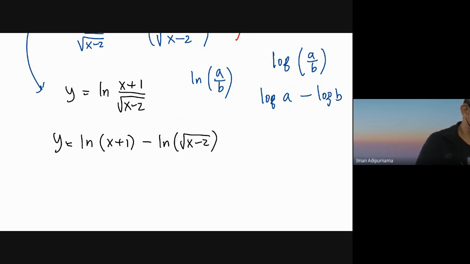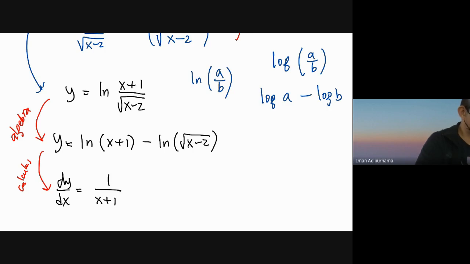So this means you take some algebra, you simplify the root, and after this, this will be the calculus part. We derive this based on logarithm derivatives. So dy/dx will be 1 over x plus 1 minus 1 over x minus 2, and multiply with 1 over 2.